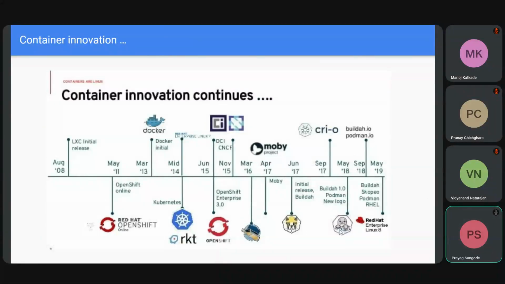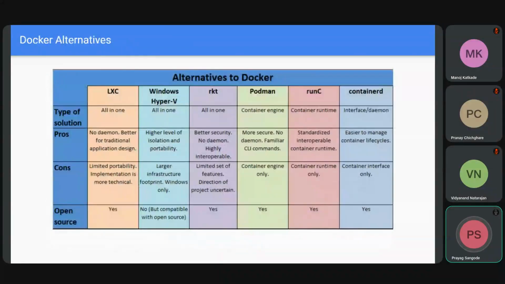As I said, Docker is not the only container technology. There are others like Buildah and Podman. Most Red Hat people prefer this; on Red Hat, Buildah and Podman are the default instead of Docker. Some of the alternatives to Docker: LXC containers are still there, Windows Hyper-V also gives us the possibility to create containers, then RKT, Podman, runc, and containerd. These are some alternatives to Docker.